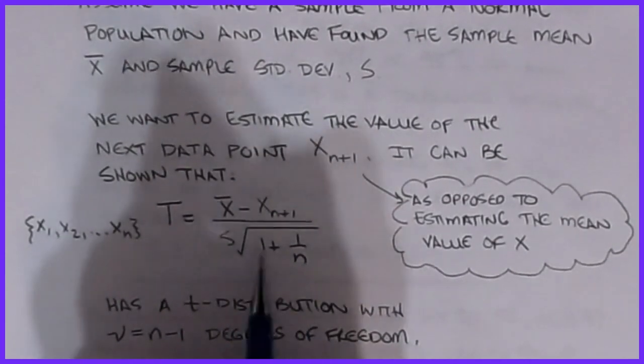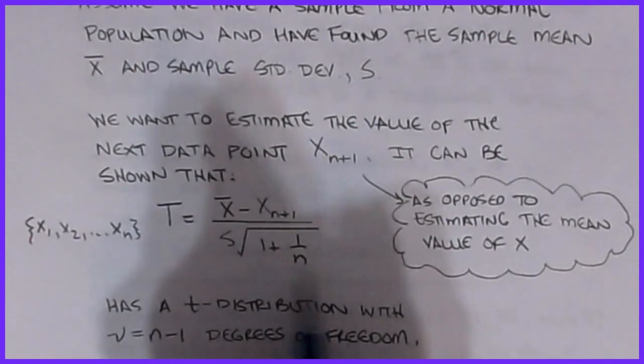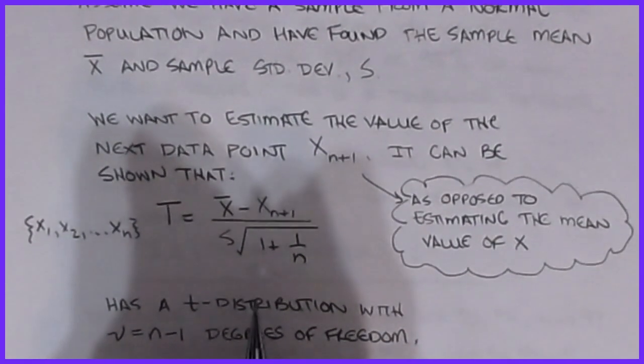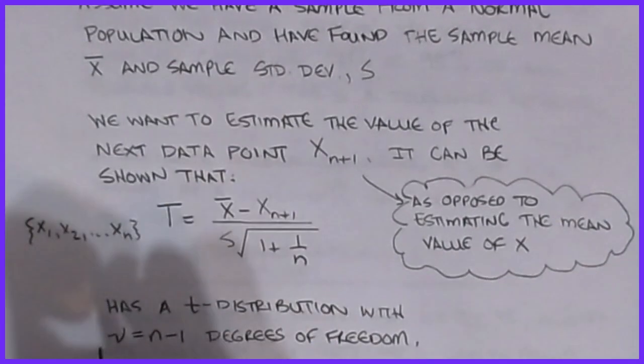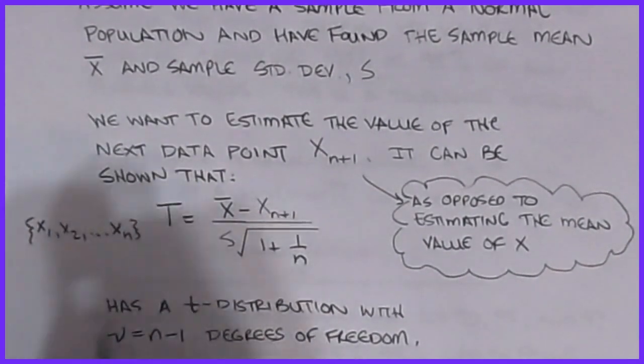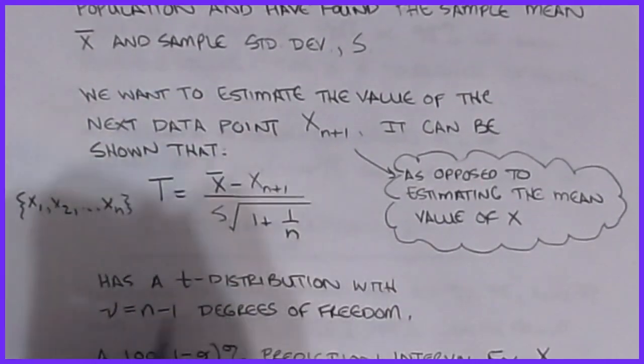Now your book goes through the derivation of this. I'll leave that as an exercise for you to look at, but for now you can see that the formula is a little bit different, but it isn't any major issue, hopefully. So now this t statistic has a t distribution. Again, we talked about that in the last video, with nu equal to n minus 1 degrees of freedom.